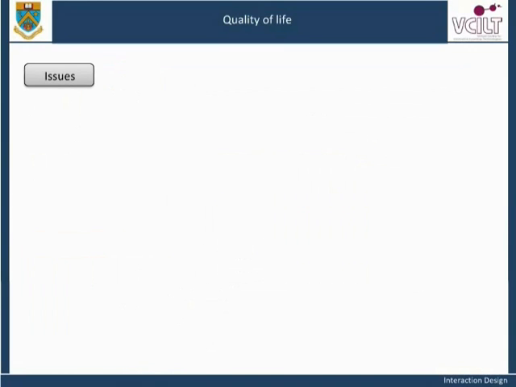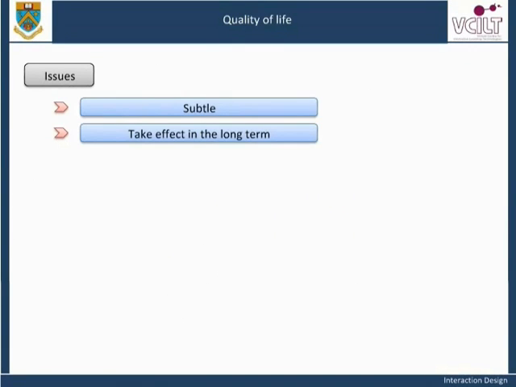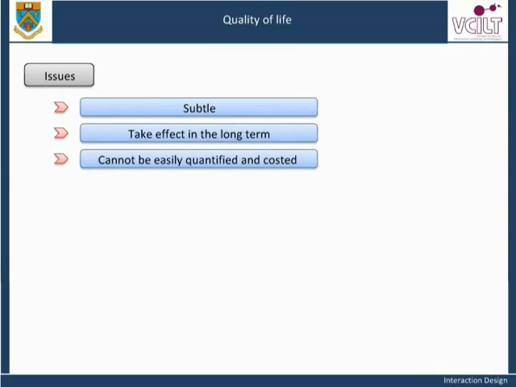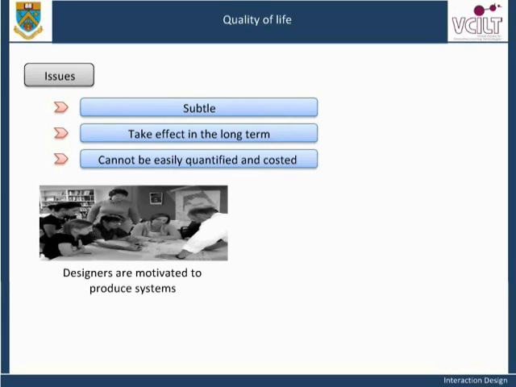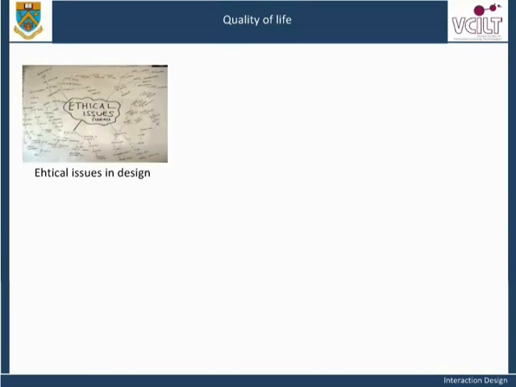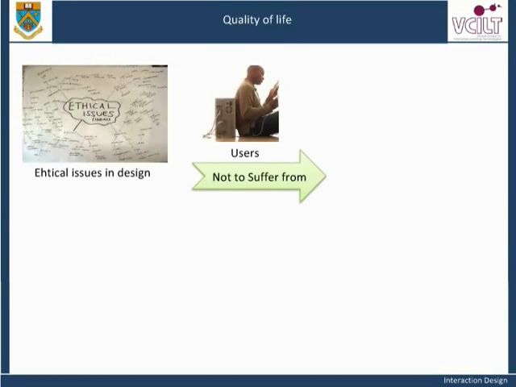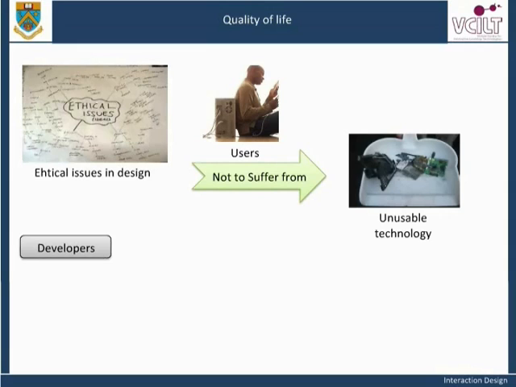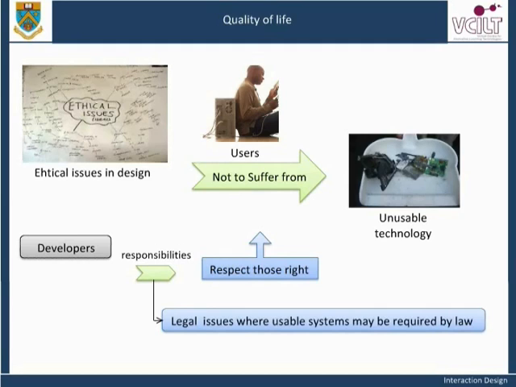However, many of these issues are very subtle, take effect in the long term, and cannot be easily quantified and costed. We look at how designers are, or may be compelled to be, motivated to produce systems which are not detrimental to users in the absence of a cost argument. We look at ethical issues in design, where users have rights not to suffer unusable technology, and developers have responsibilities to respect those rights, as well as legal issues where usable systems may be required by law.